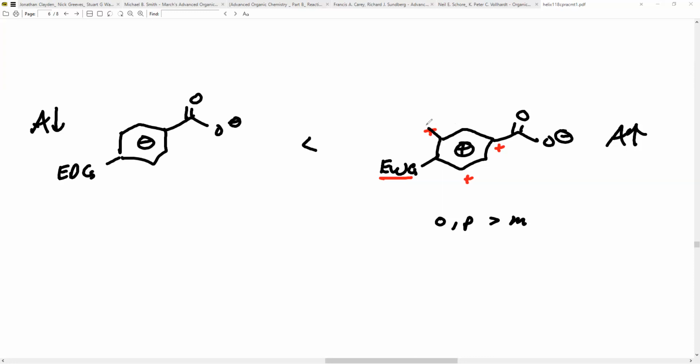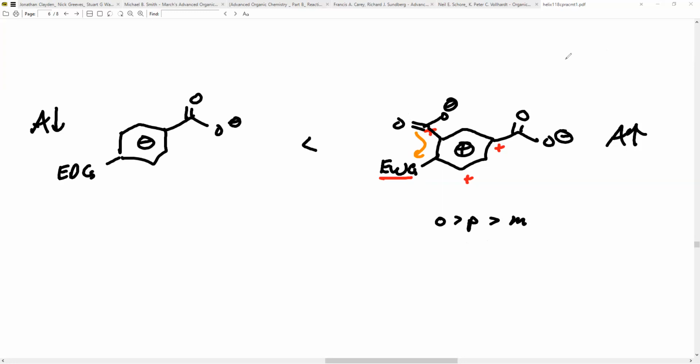Between ortho and para, both of these have the same resonance interaction and that they have the positive. So the only thing that's different is that there is an inductive pull, and that's closer when you're ortho. So in that case, ortho is better than para is better than meta. Okay, so that's your EW trend.